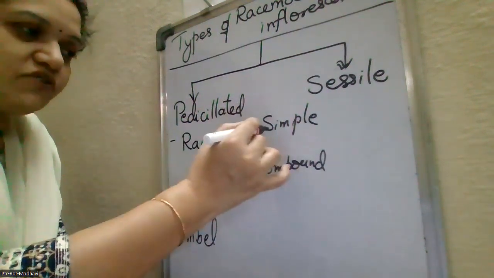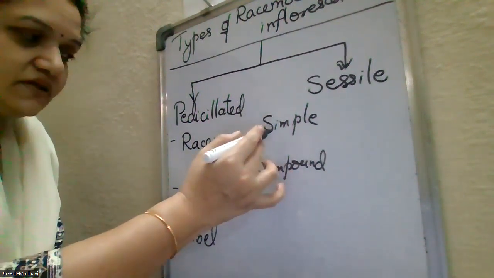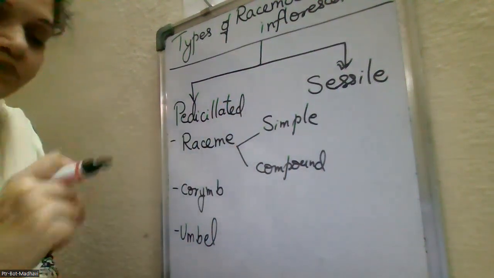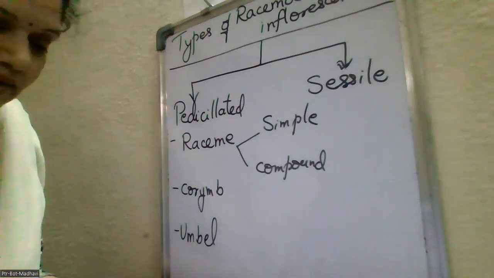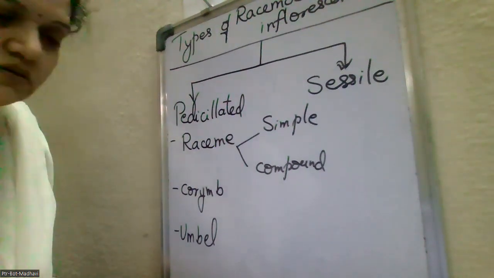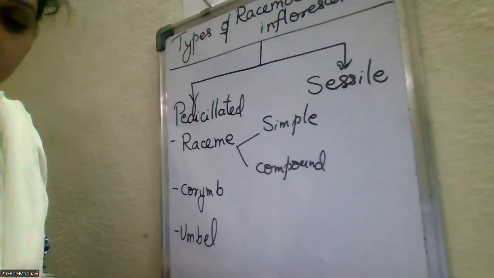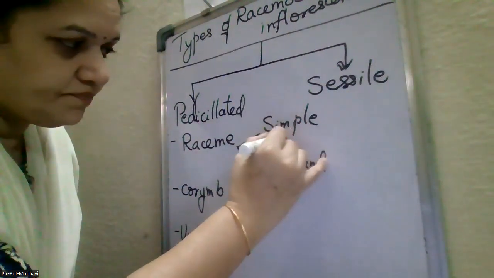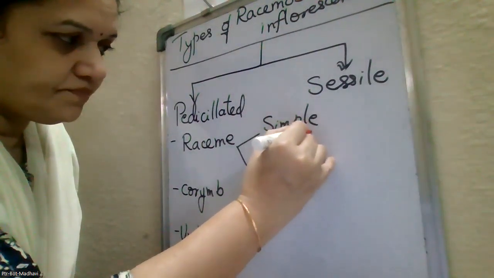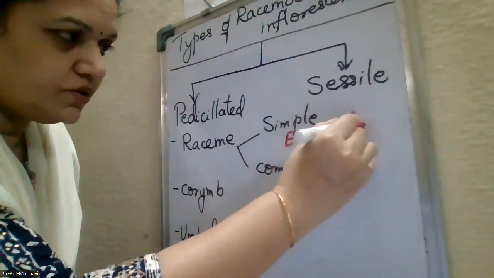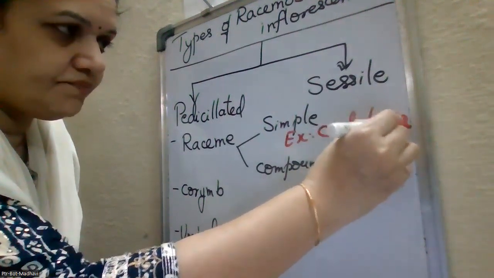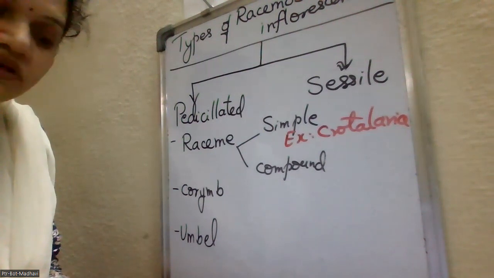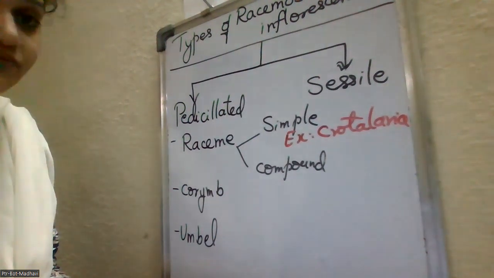If the inflorescence axis is unbranched, it is a simple raceme. Simple raceme, example, Crotalaria. Compound raceme, example, Mangifera.